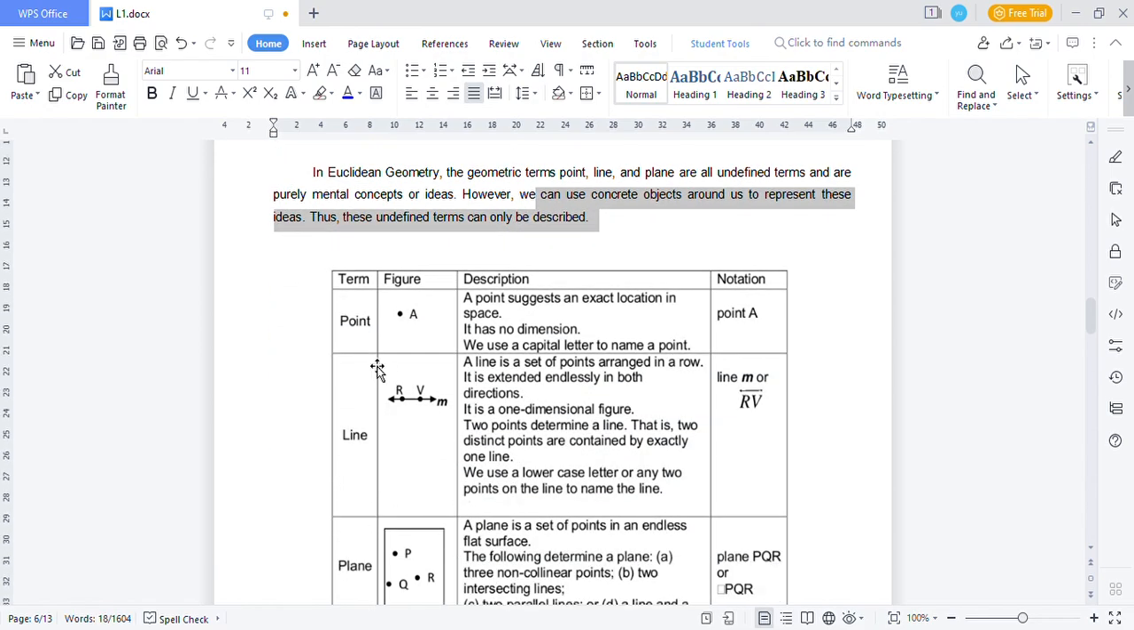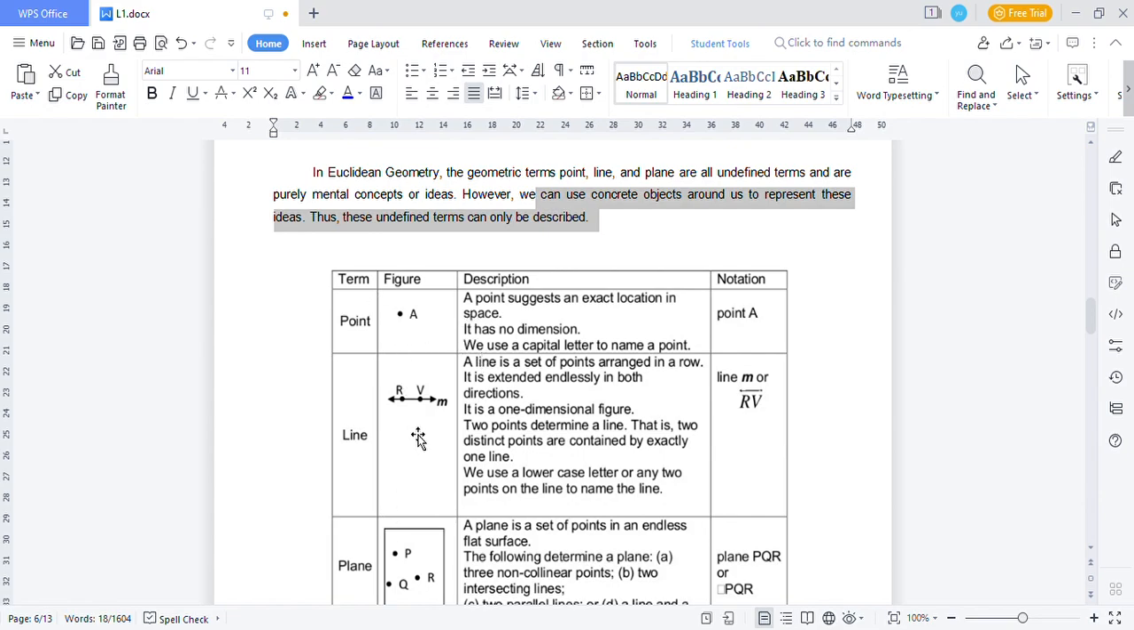So we have here first the point. What does a point look like? We have point A. A point suggests an exact location in space. For example, where I am now, in Nemco, Surigao City, that's a point, as it suggests the exact location in space that I have now. A point has no dimension, and we use a capital letter to name a point. So for example, this one is point A.